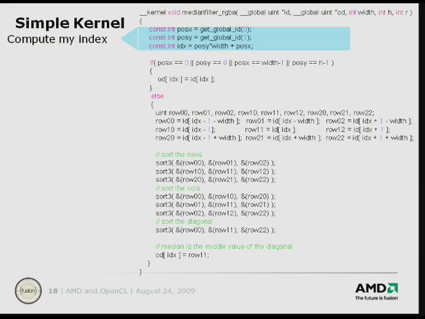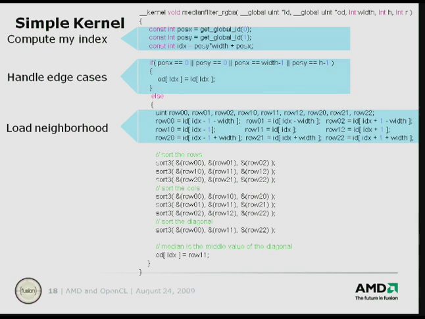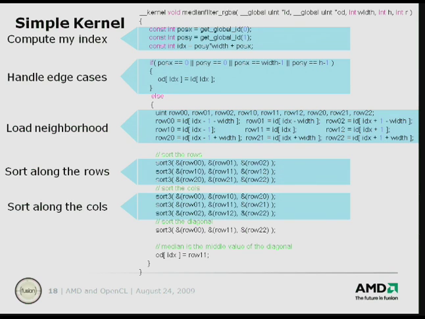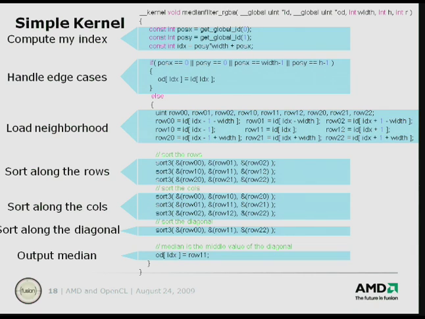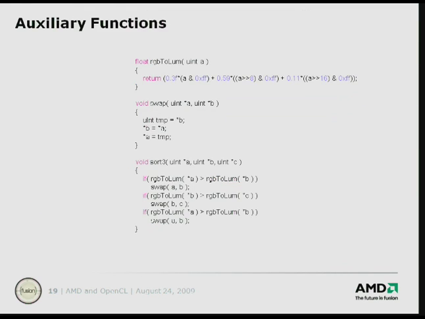So the first thing you're going to do is grab what your index is and compute it. So this is a 2-dimensional launch. You can get your ID in each dimension and compute the final index you're going to use. You're going to handle the edge cases in this version. You're going to load the neighborhood. So notice I've done 9 loads to do this, right? So these are 9 32-bit loads, not the most efficient thing to do on pretty much any processor. I'm going to sort along the rows, and sort along the columns, and then sort along the resulting diagonal, and then output the median. It's as simple as it gets. Right? Find the median value and output it.